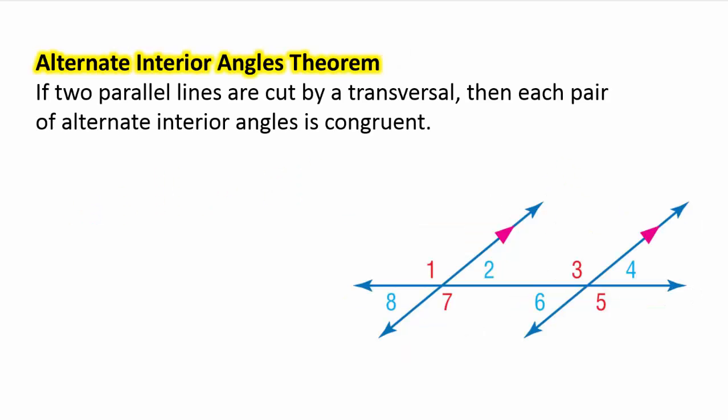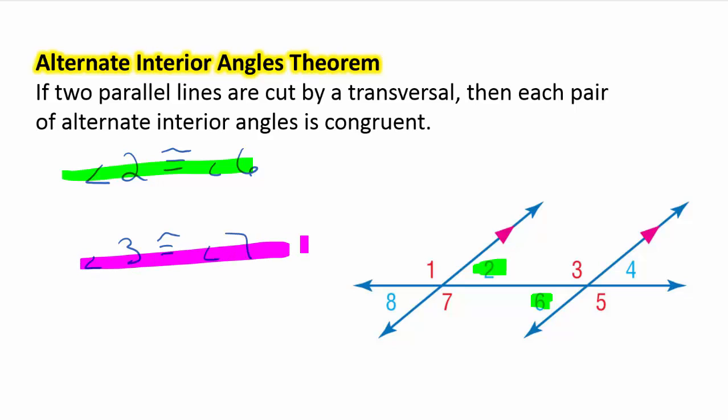Now let's take a look at the alternate interior angles theorem. If two parallel lines are cut by a transversal, then each pair of alternate interior angles is congruent. From our previous lesson, we know that angles 2 and 6 are alternate interior angles in this figure, so we can say that angles 2 and 6 are congruent to each other. We can also say that 3 and 7 are congruent to each other. There goes 2 and 6, and 3 and 7 are going to be congruent to one another.